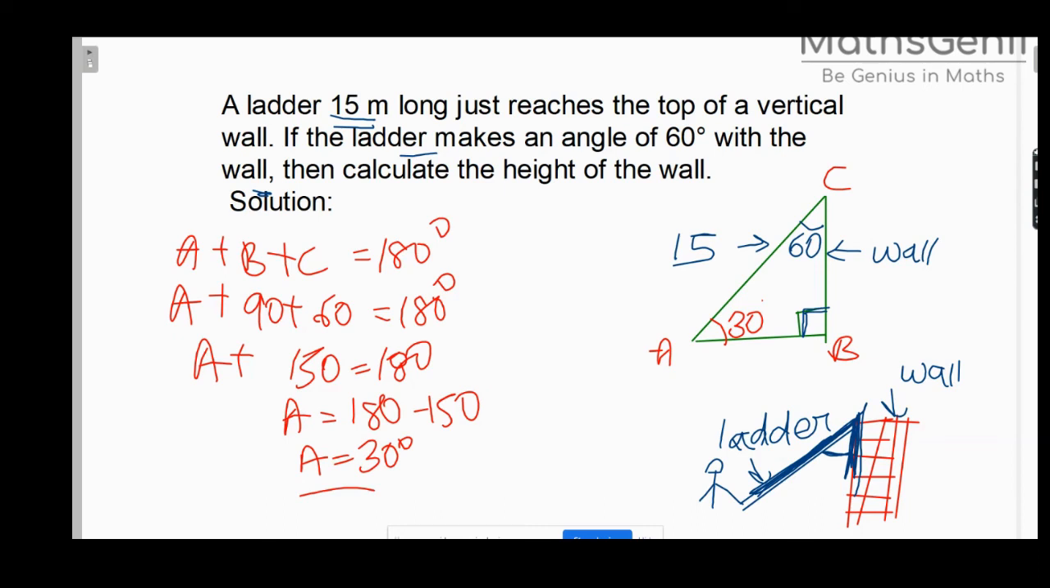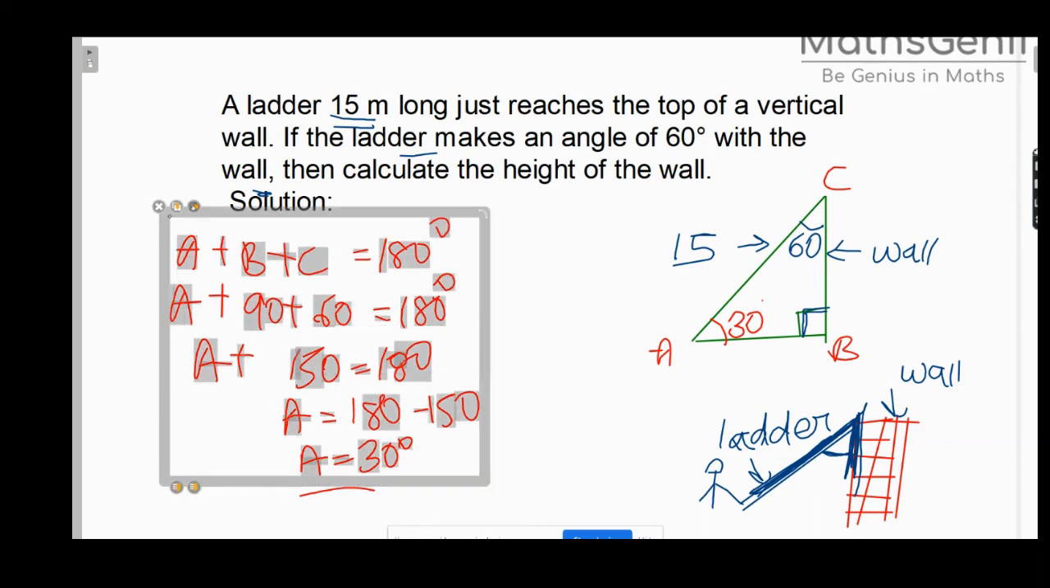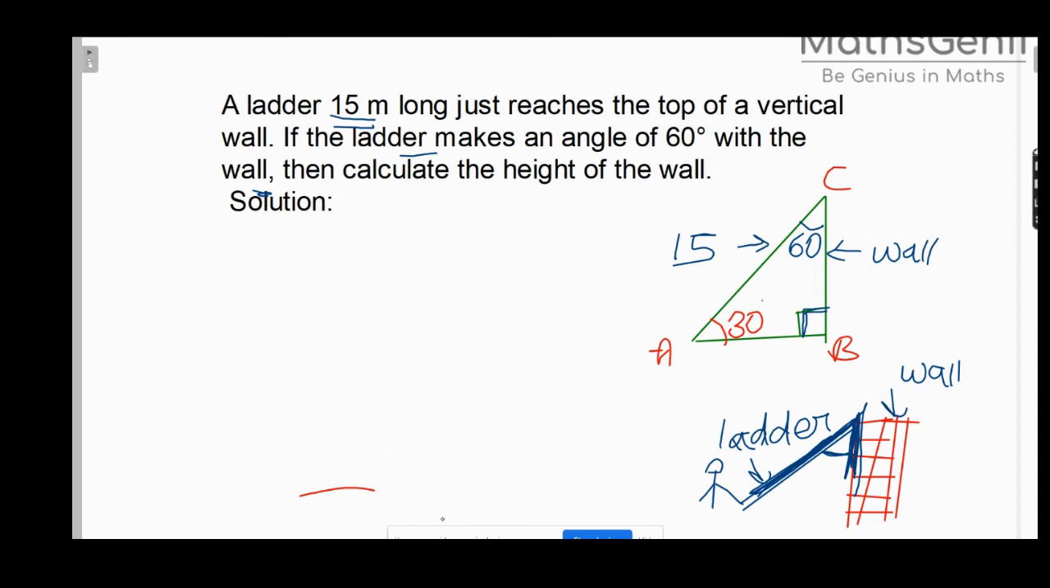Very good. Now I am just erasing this part. This was just for your understanding. Now what is the question? Calculate the height of the wall. So you have to calculate BC. BC is the height of the wall, right? Okay, let's make use of the formula. You know only one side and you know all the angles. So let's look at the formula of sine theta maybe.